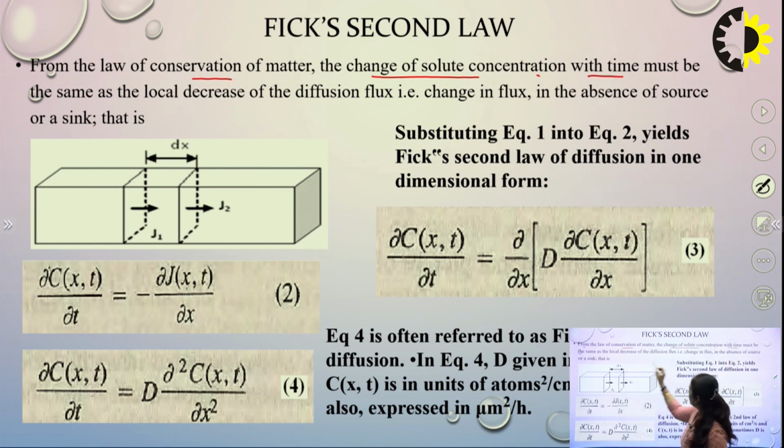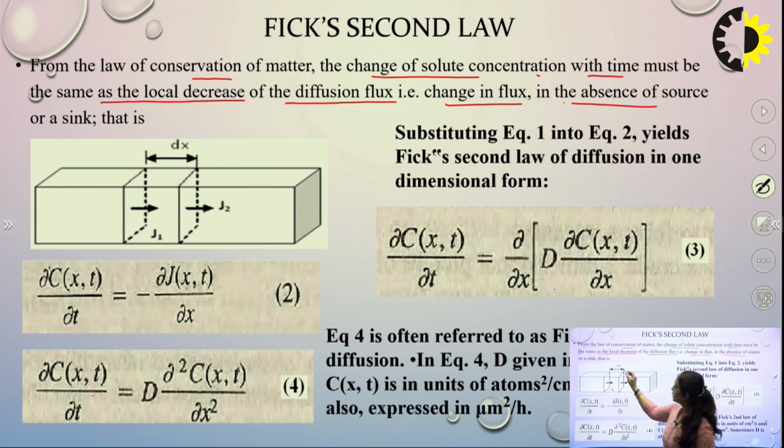As per the second law of conservation of matter, the change of solute concentration with time must be the same as the local decrease of the diffusion flux, that is, the change in the flux in the absence of a source or a sink. Suppose we have this substrate, here we have the fluxes J1 and J2, and this is the distance I have already shown in the previous slide. So, we can write the concentration at a certain distance with respect to time as minus dJ(x,t) divided by dx.